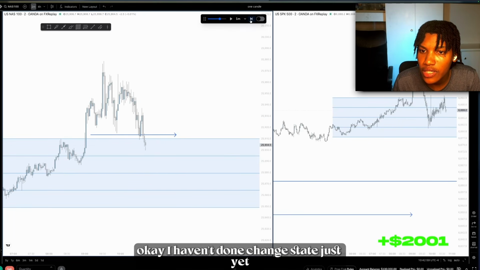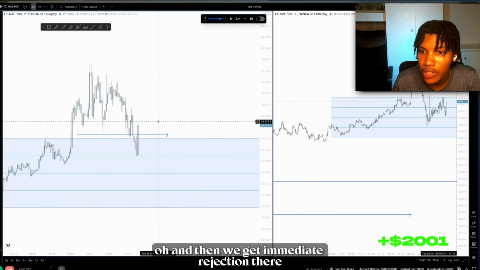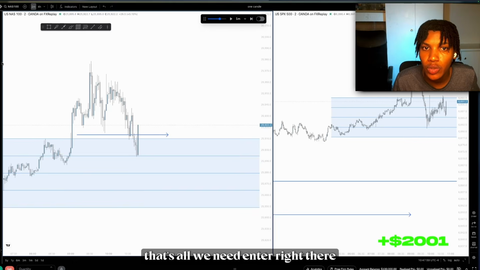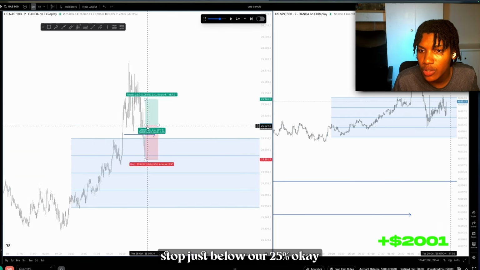Okay, I haven't done change state just yet. Okay, retouching the optimum zone. Oh, and then we get immediate rejection there. Okay, cool. That's all we need. Enter right there. Stop just below our 25%.